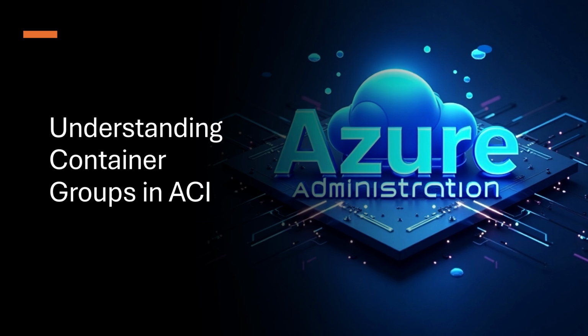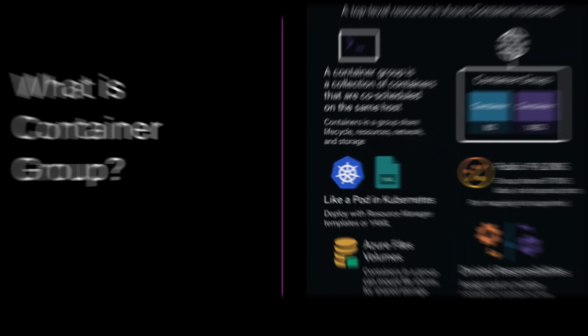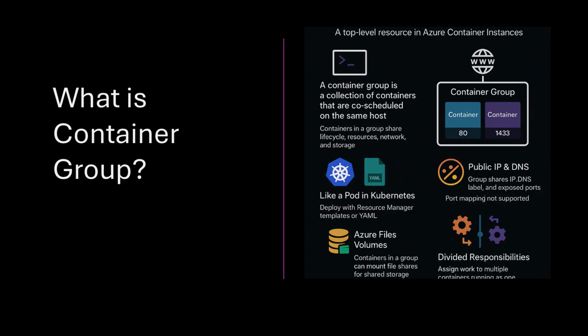When you group containers this way, they share the same life cycle, resources like CPU and memory, a local network, and even storage volumes. You can think of a container group like a Kubernetes pod. Just like a pod, it can hold one or more containers that work together to perform a single task. These containers are co-scheduled, meaning they start together and stop together, and can easily communicate using localhost because they share a private network namespace.